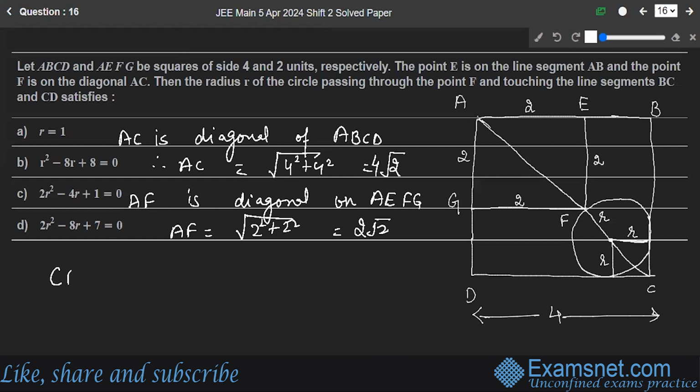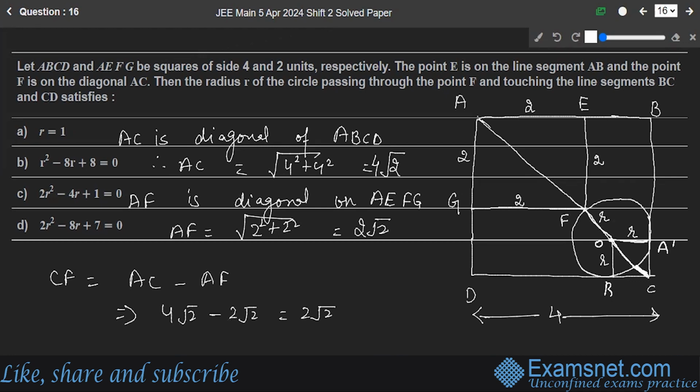Now, what is your CF equal to? CF is equal to AC minus AF. That makes 4 root 2 minus 2 root 2, which is equal to 2 root 2. Now, one thing, this is the diameter of the circle, right? This is R plus R. I don't want this particular side. But let's say this is O, A dash, C and B dash.